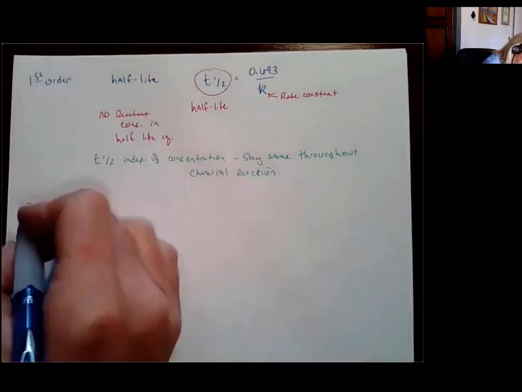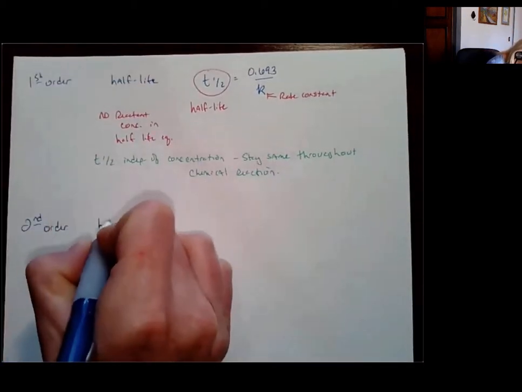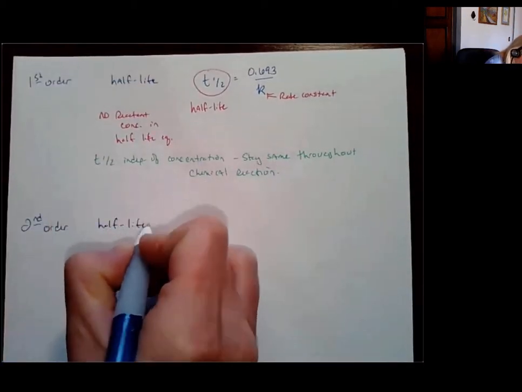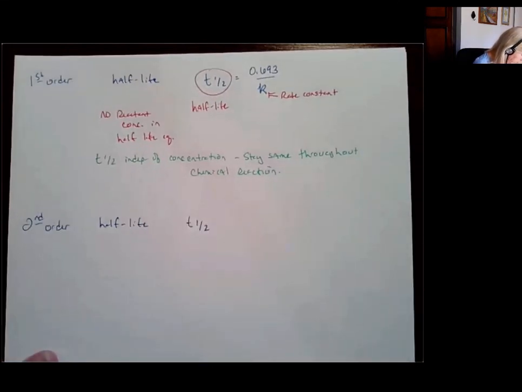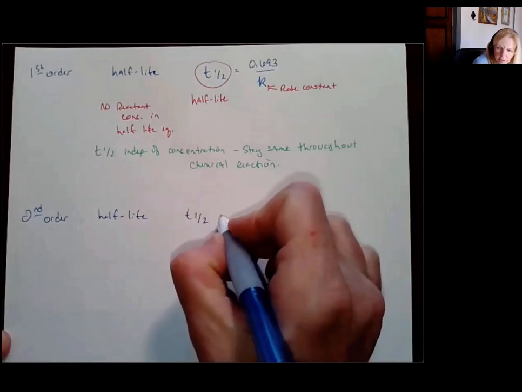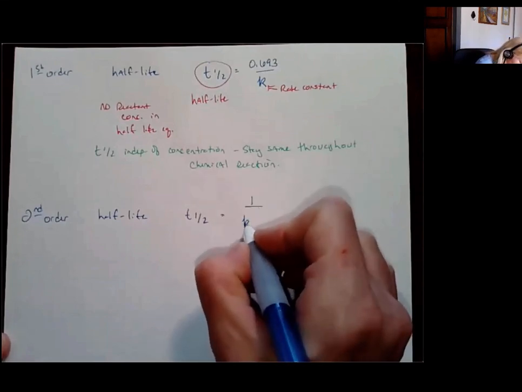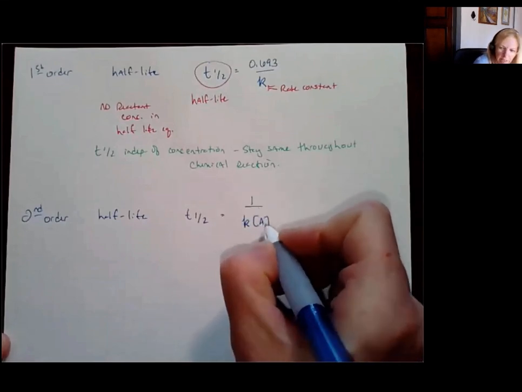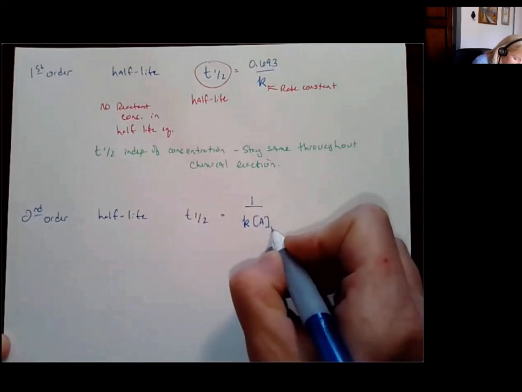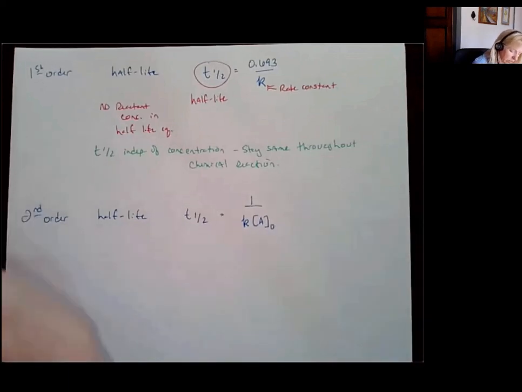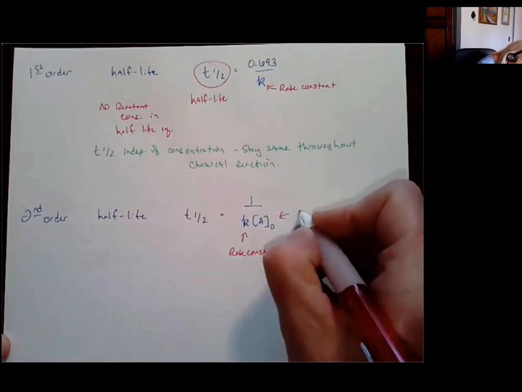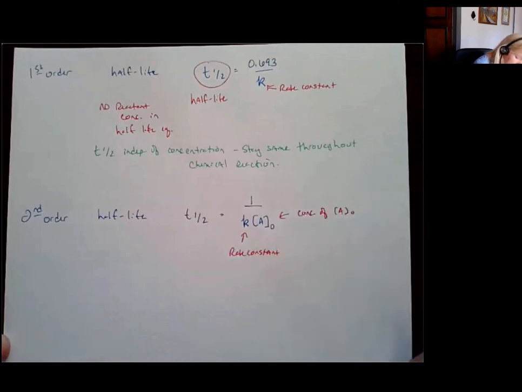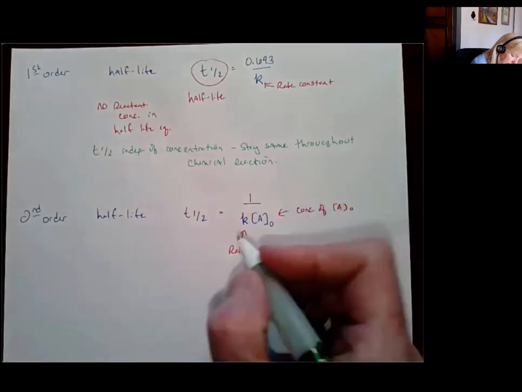If I have second order, my half-life, I told you guys there was a lot of equations in here. My half-life here is going to be this equation for second order: T1/2 equals 1 over the rate constant times [A]0. This is my rate constant, and this is my concentration of A at time 0. And this is my half-life.